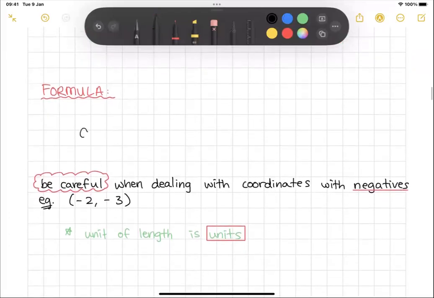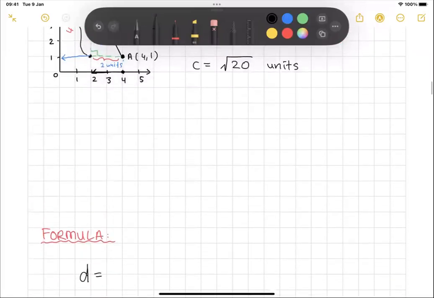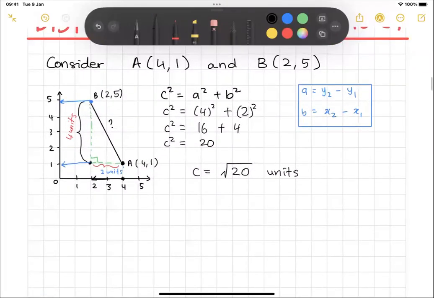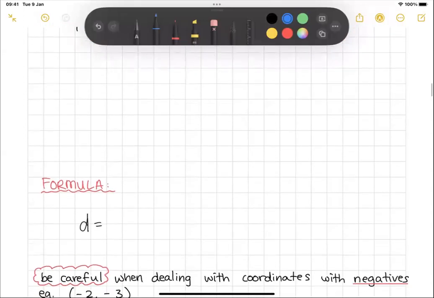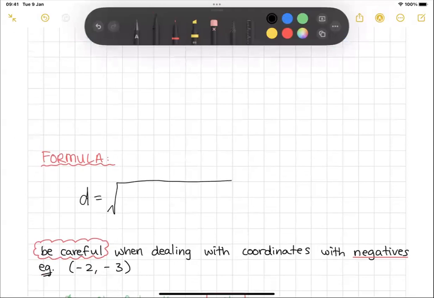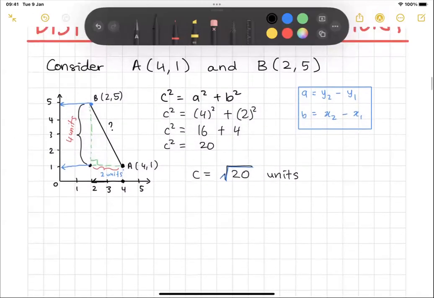So my formula, from what I gather here, needs a square root, so let's put that in first. I need to have a square root because every time I use Pythagoras, I need to go from c squared to just c. To get rid of that squared, I have to square root it. Then I need to find my values for a and b. What did we say? We said a equals my bigger y value minus my smaller y value, and my b will be my bigger x value minus my smaller x value.